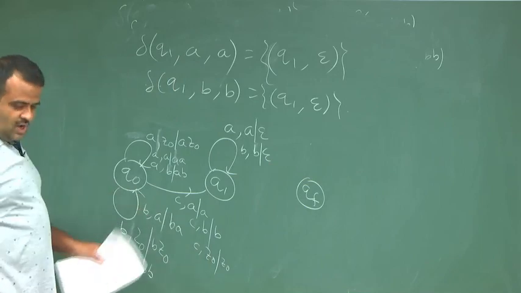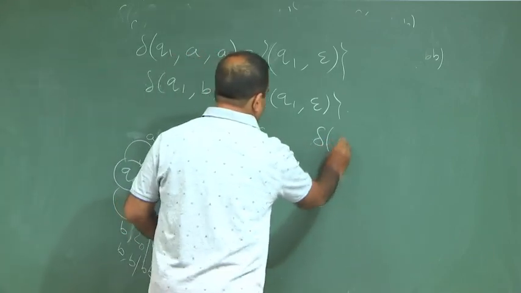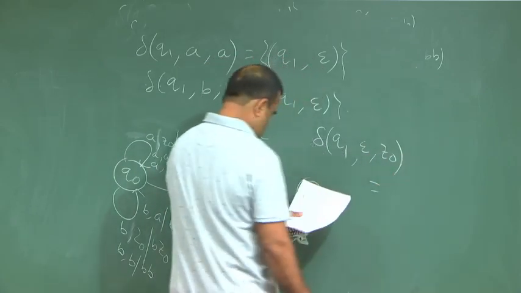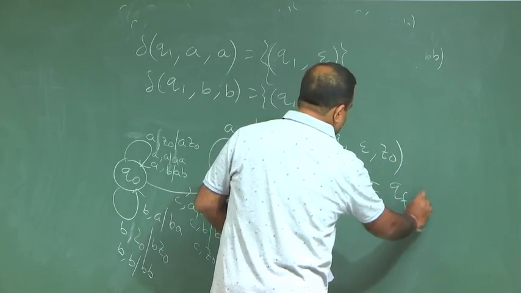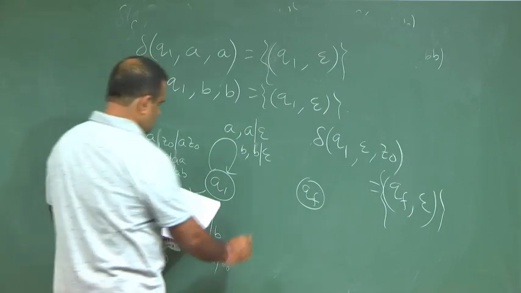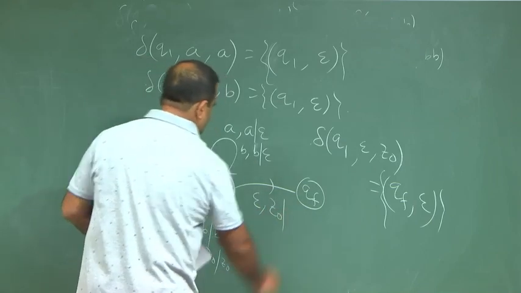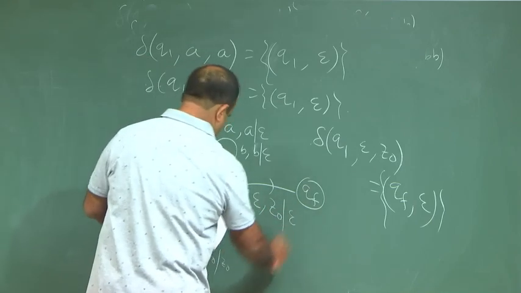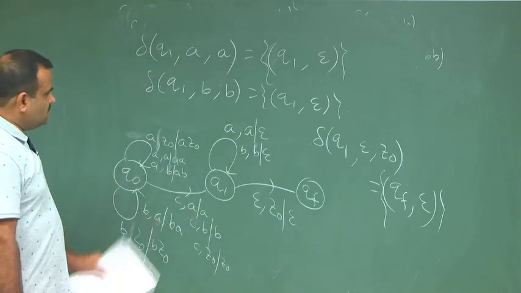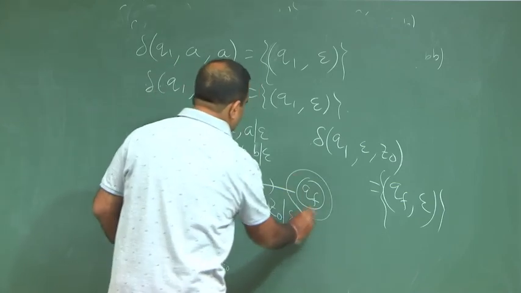Okay. And from Q1, if we see epsilon, this is the final step. From Q1 if we see a Z0, we can go to Qf with epsilon. So that is the final step. So from here with epsilon, if we see a Z0 in the stack, the stack will be empty. Okay. So this is the rule, and this is the final state.